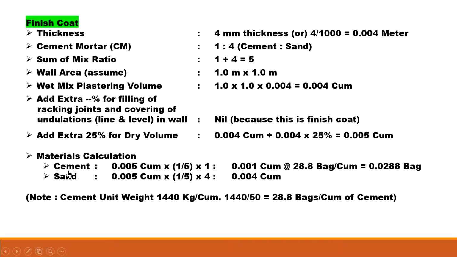Then material calculation. Cement: the total dry volume of the cement sand mortar, 0.005 cubic meter, divided by the sum of the proportions, into the cement proportion, is equal to 0.001 cubic meter of cement. Then multiplied by 28.8 bags per cubic meter, we get 0.0288 bag. Then sand: 0.005 cubic meter divided by the sum of the proportions, which is 5, multiplied by the sand proportion 4. So we get 0.004 cubic meter.